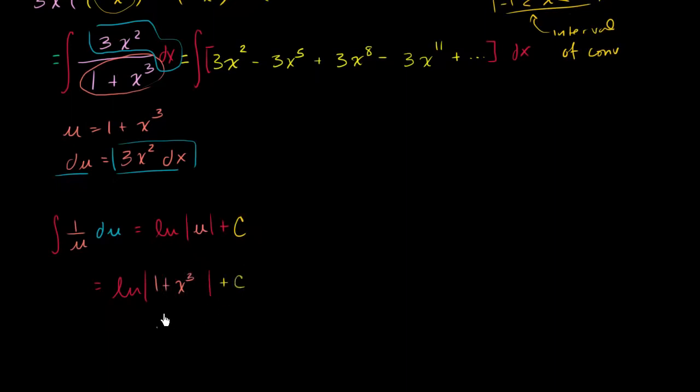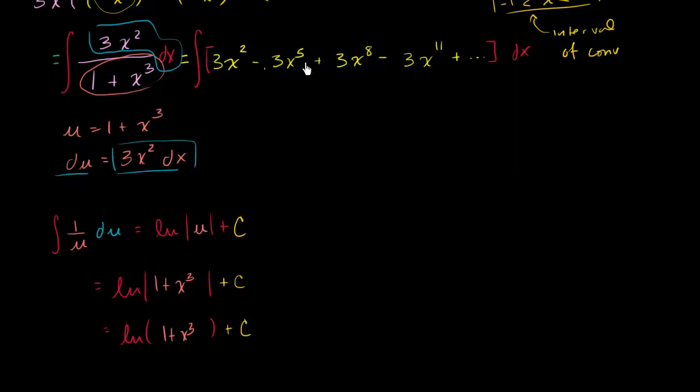Now, we're restricting our domain for x being between -1 and 1. So for that domain, this thing is always going to be positive. So we don't have to write the absolute value sign. So this is going to be equal to the natural log of 1 plus x to the third plus c. So that's this left-hand side.